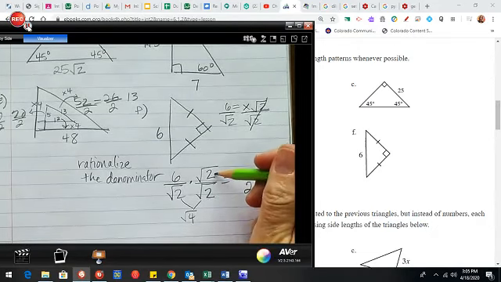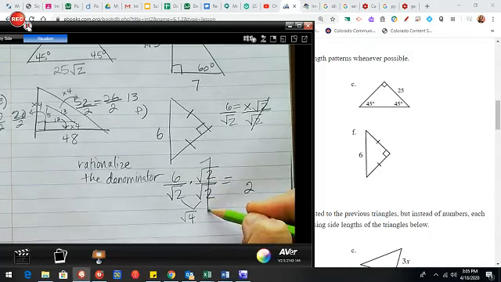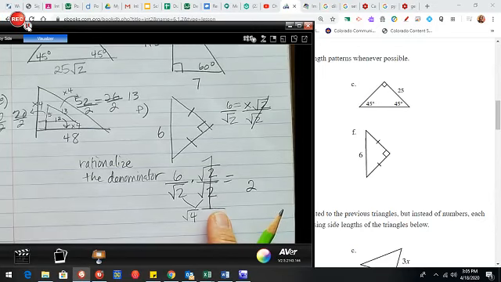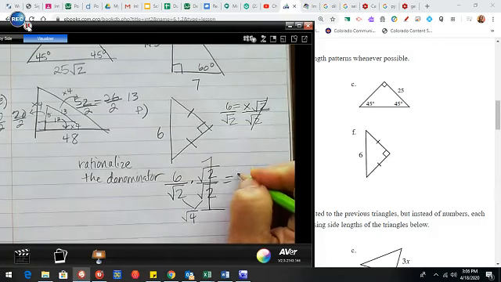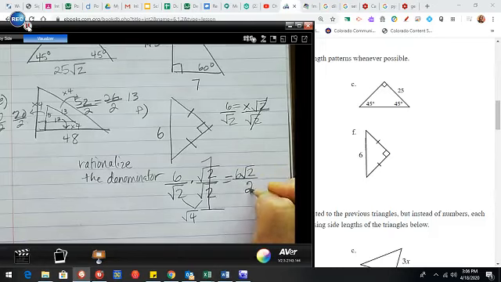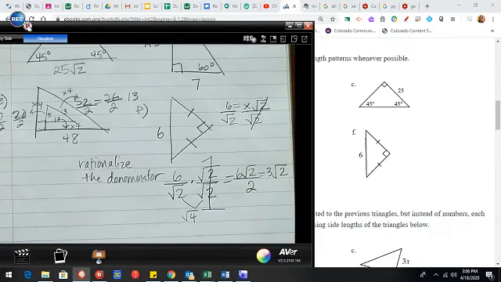You get rid of the irrational number in the denominator. I have square root of 2 in the numerator because that makes this fraction 1. And when I multiply by 1, I'm not changing the answer, I'm just changing the way it's written. So that's going to give me 6 square root of 2 over 2, and 6 divided by 2 is 3, so I get 3 square root of 2.